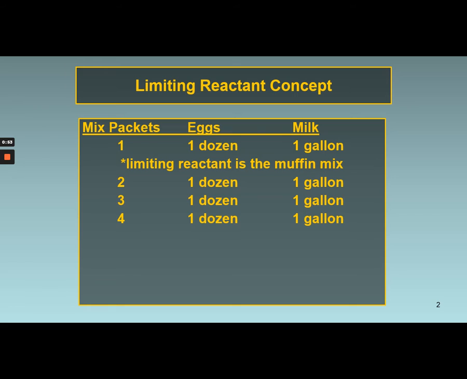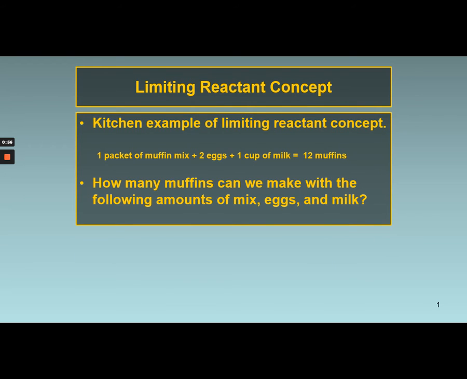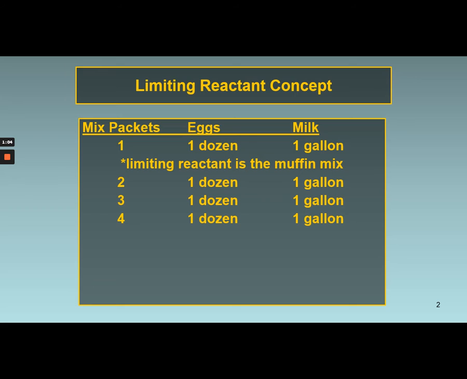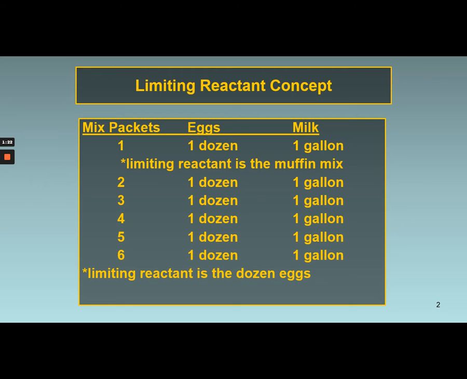Still make 12 muffins. Again, if you go back to what it is, it's 1 to 2 to 1. Can we still make our 12 muffins? Yep, 1 to 2 to 1. The limiting reactant is those dozen eggs, because there's one packet to 2 eggs. So once you use your 6, you're done.